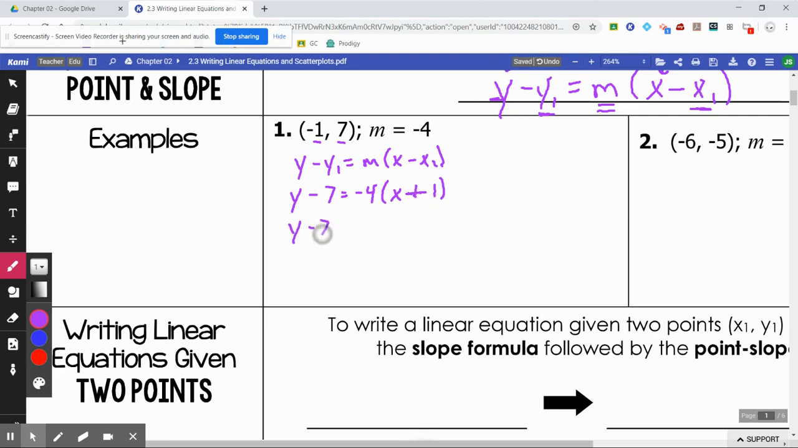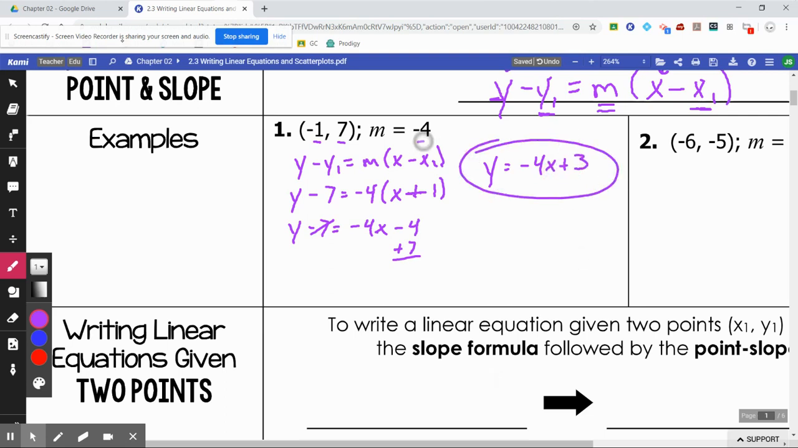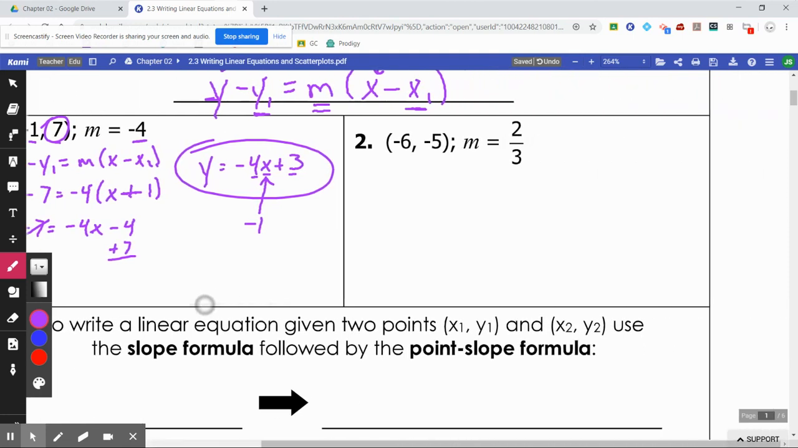Distributive property would be y minus 7 equals negative 4 times x, and negative 4 times positive 1. Last step, move the minus 7 over, and you have the equation y equals negative 4x plus 3. And you can check that. That would be the line that obviously has a slope of negative 4. You can plug in your x value of negative 1 to check. Negative 4 times negative 1 is 4. 4 plus 3 does, in fact, give you 7. So negative 1, 7 would be on that line.